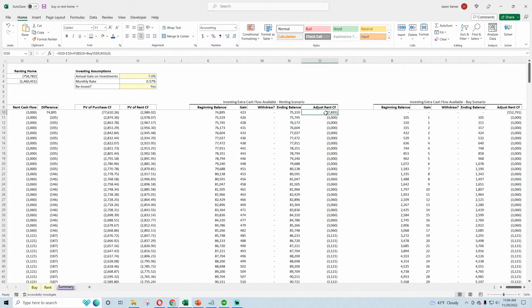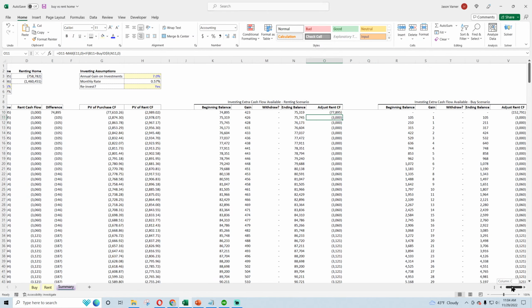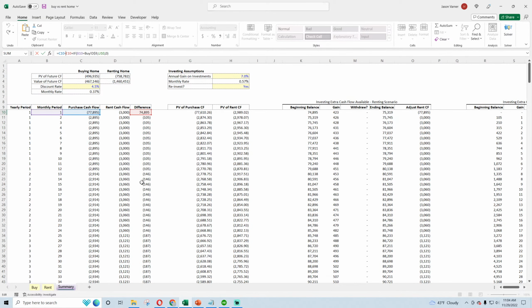What do we do on the adjusted rent cash flow? We did D minus the difference. Okay, so that's where our trick is. This is assuming this is always going to be positive for rental, but if it's the buy side, it's not. So we have to do an if there. So we only take E if E10 is less than 0.